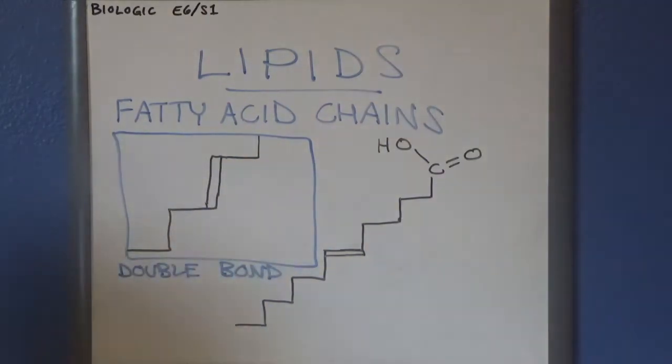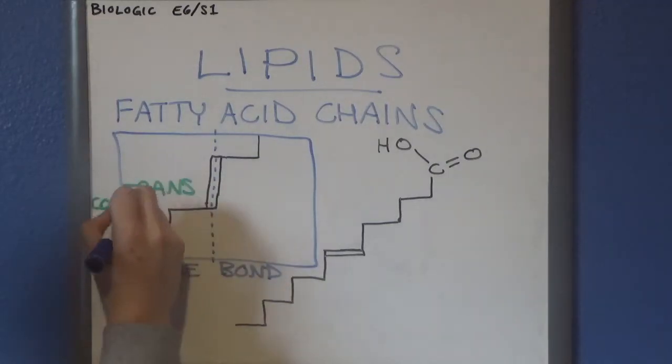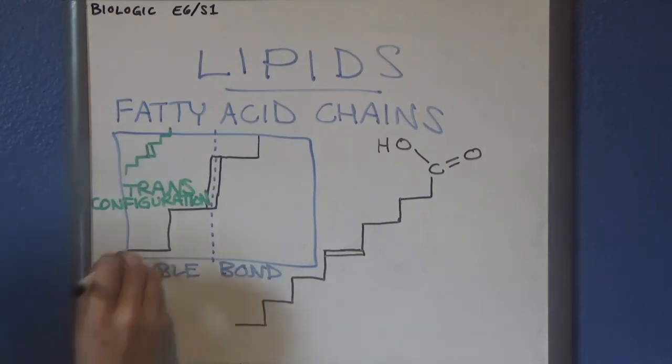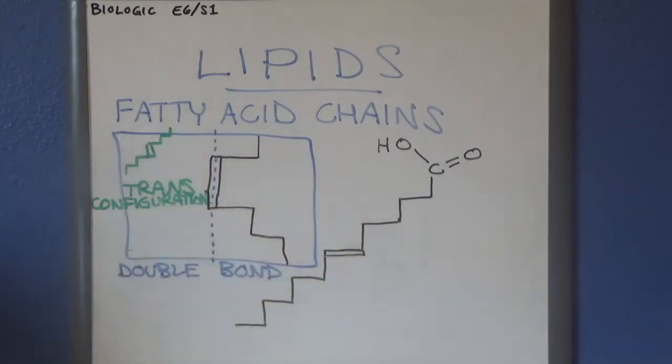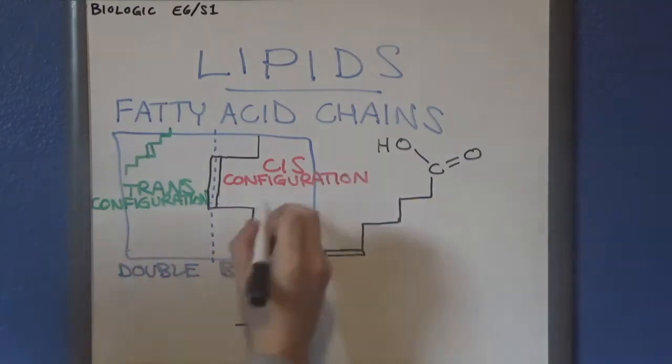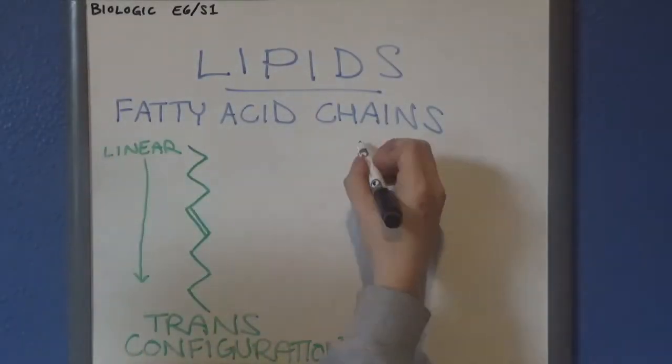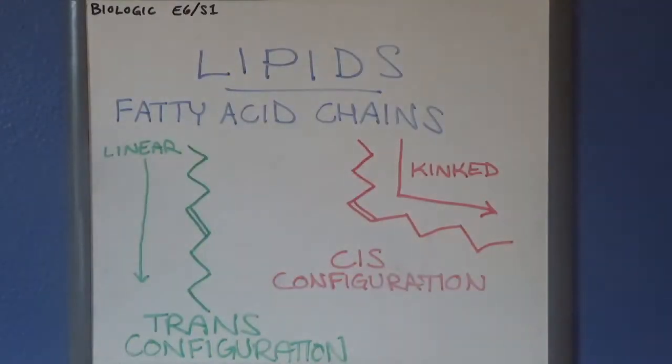Sometimes, a chain will come to a double bond, and then it'll be bounced back, so to speak. This configuration, where two groups branch off of the same side of the double bond, is called the cis configuration. The alternative configuration, where two groups branch off of different sides of a double bond, is called the trans configuration. Trans configurations create roughly linear fatty acid chains, while cis configurations create an elbow bend, or an L shape in the fatty acid chain.